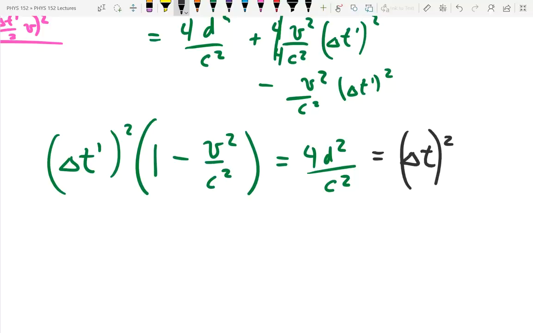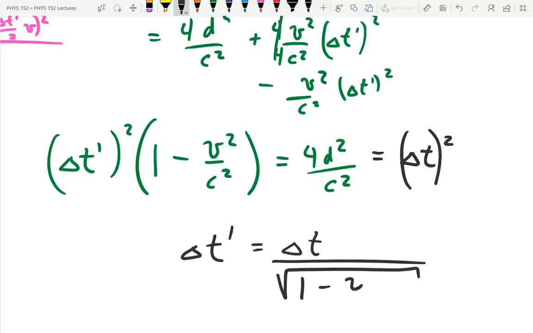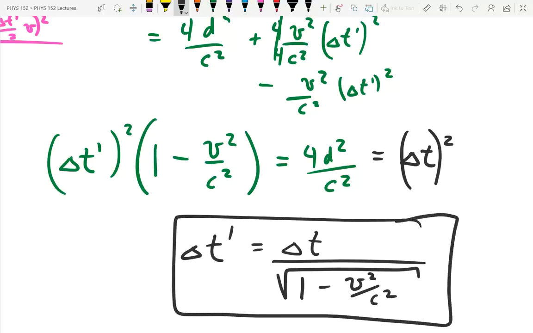What would you have always expected it to be? The same. That's what we would expect. But now we see it's not going to be the same. Delta t prime is equal to delta t divided by the square root of 1 minus v squared over c squared. So the time for the clock to tick is different when measured in the train car as it is when measured standing on Earth, which is just bizarre.